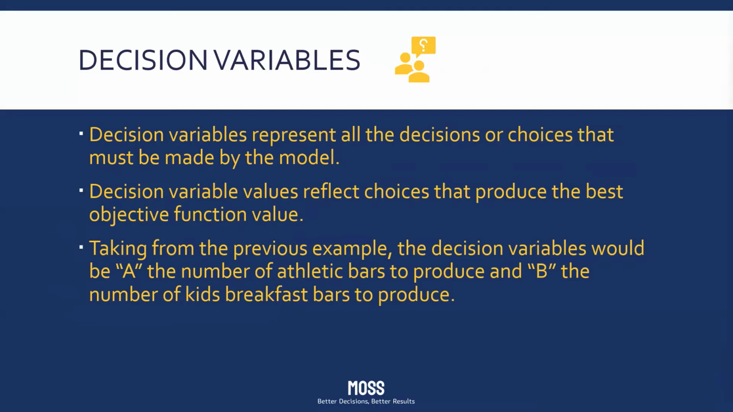Decision variables represent all the decisions or choices that must be made by the model. The decision variable values themselves reflect the choices that produce the best objective function value. Taken from the previous example, the decision variables would be A, the number of athletic bars to produce, and B, the number of kids' breakfast bars to produce.